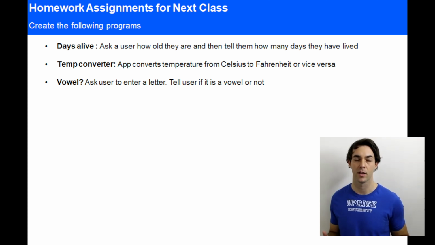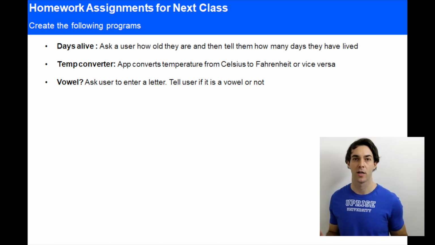Now that we've learned all this, we're going to give you some homework before we move on to the next lesson. The first program is a days alive calculator. You're going to ask the user what year they were born in, and then you're going to tell the user how many days they've been alive for. The second program is a temperature converter. You're going to ask the user to enter a temperature in either Celsius or Fahrenheit, and then convert to either the Celsius or the Fahrenheit, depending on what they put in.